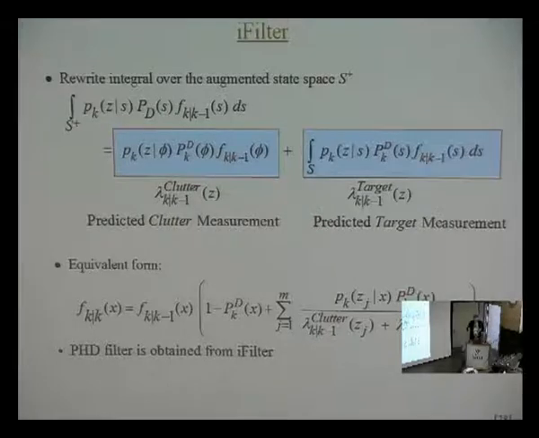So the shape of it I don't estimate, but I will wind up estimating its overall intensity. And then the other part here is just the distribution of measurements that come from target. So in the equivalent form of this filter, it's written this way, where I take that denominator term and split it into two parts. And now how do I get to the PHD filter? It comes directly from this. That clutter term is what's going to be changed.